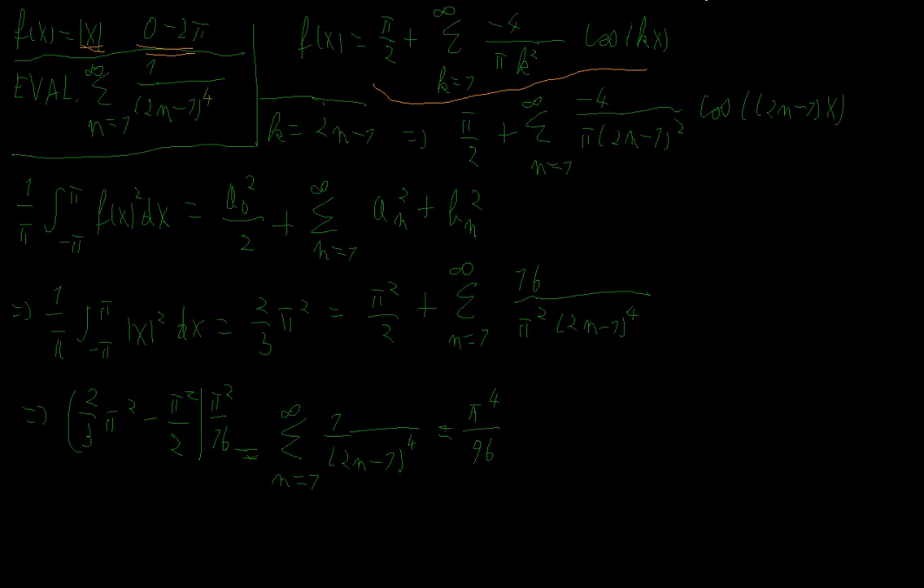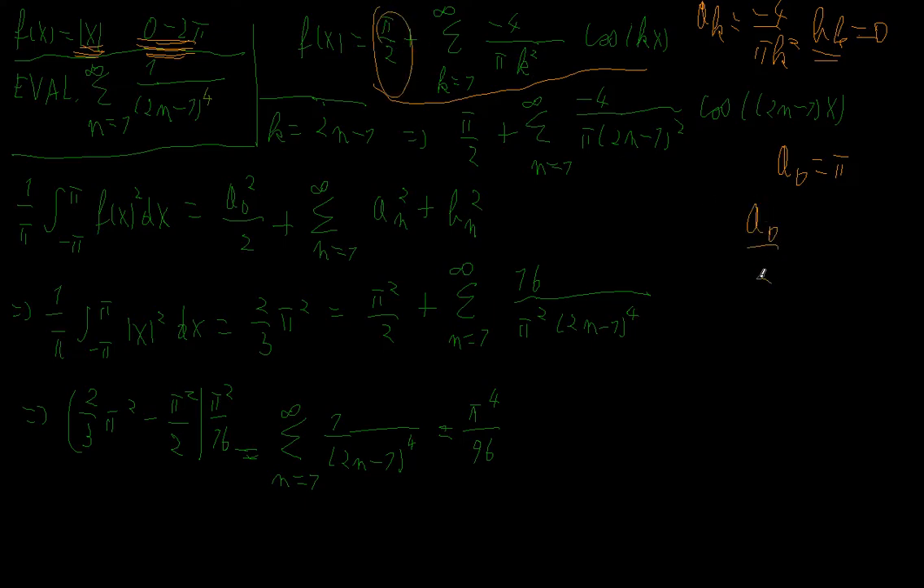So our a sub k coefficients are equal to minus 4 over pi times k squared, so those are the coefficients in front of the cosine of kx. The b sub k's are 0 if you calculate the Fourier series representation of that function. That's why we have no sine of kx, because remember that the b sub k are the coefficients in front of the sine of kx. And our a sub 0 is equal to pi.